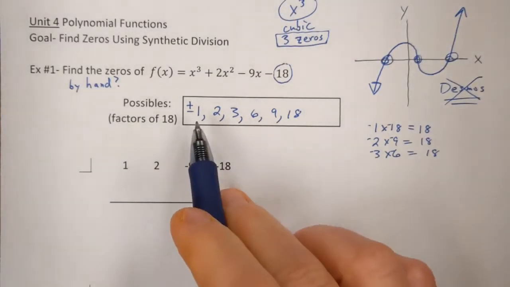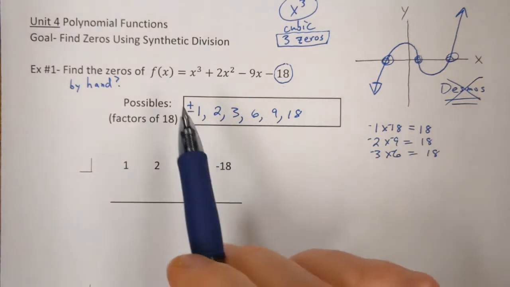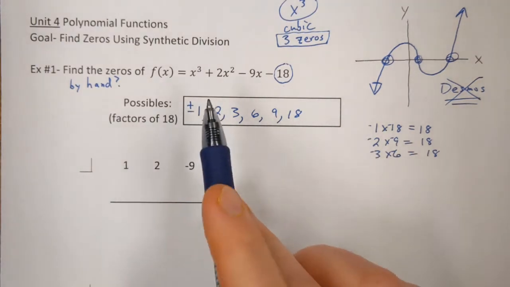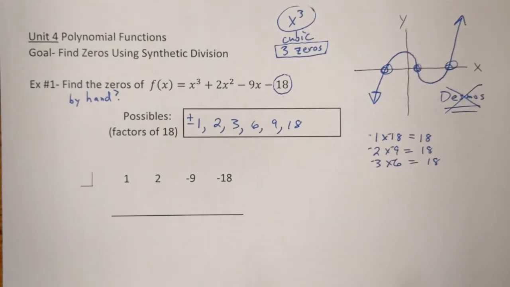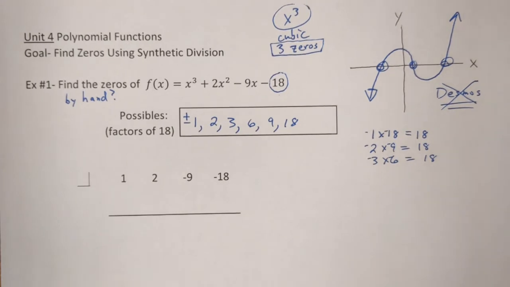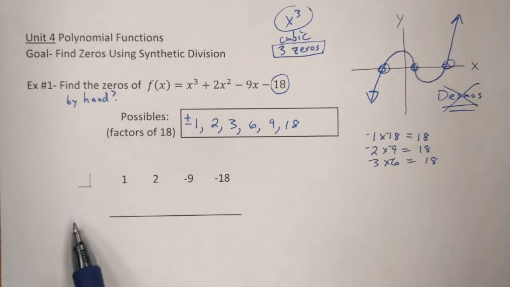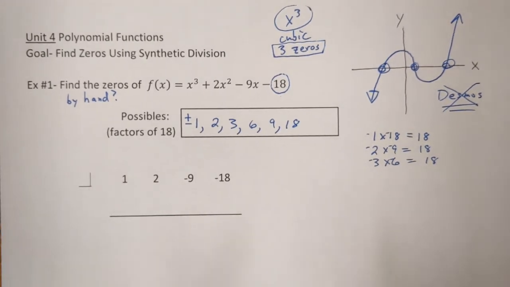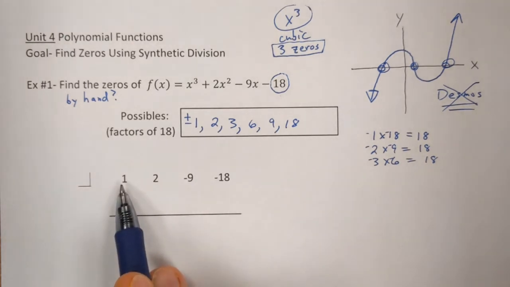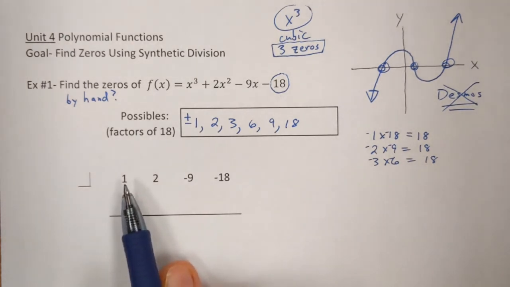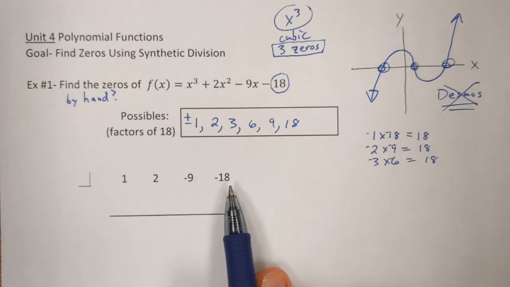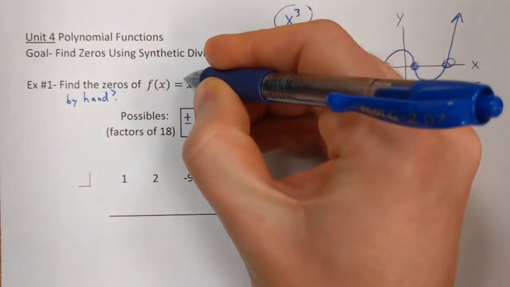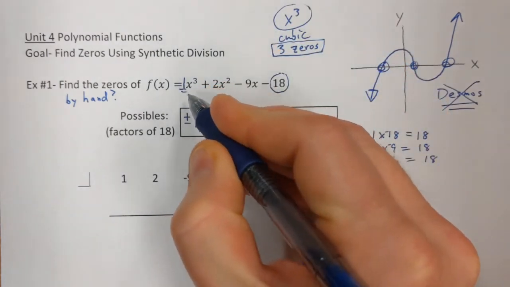So you can either randomly do this or go in a certain order. I'm going to kind of randomly pick out a number. I'm going to pick 2. And I want to guess and see, is 2 one of the answers? And now the way that I do it is like this. I'm going to set up a little problem. It's called synthetic division, where up on the top row of this problem, I'm going to write the numbers 1, 2, -9, and -18. And if you notice, these are just the coefficients of my function.